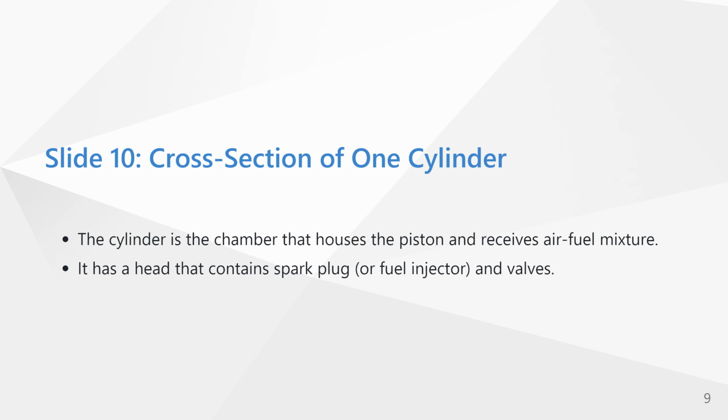The cross-section of one cylinder in an internal combustion engine shows us that the cylinder is essentially a chamber where the piston resides and receives air-fuel mixture. This is crucial for the combustion process to take place, allowing the engine to generate power. The cylinder head contains vital components, such as the spark plug or fuel injector and valves, which play key roles in regulating airflow and injecting fuel into the chamber.